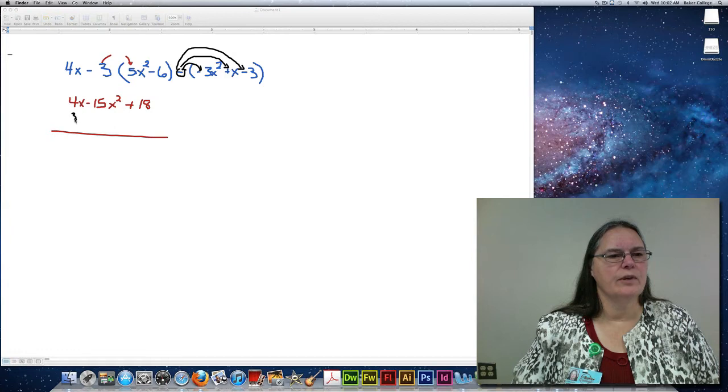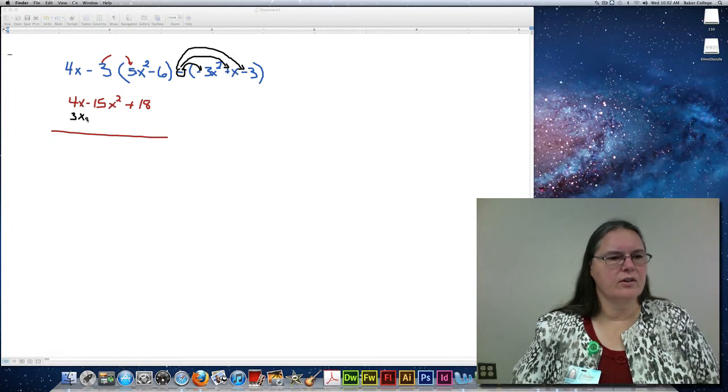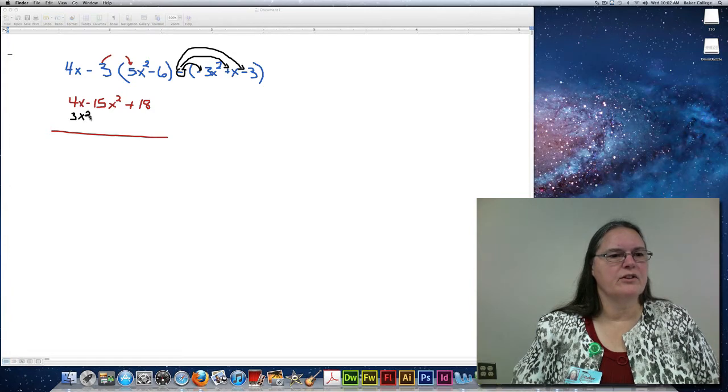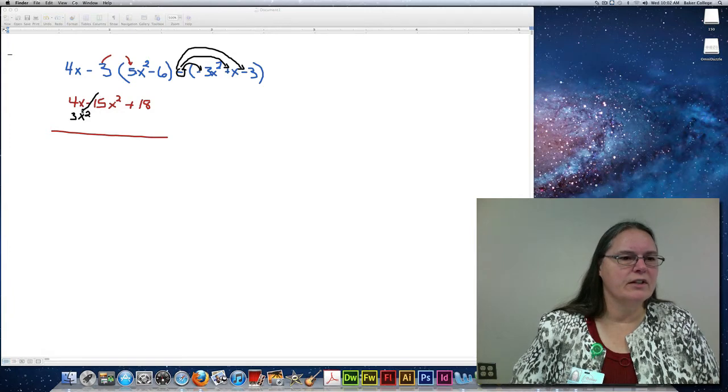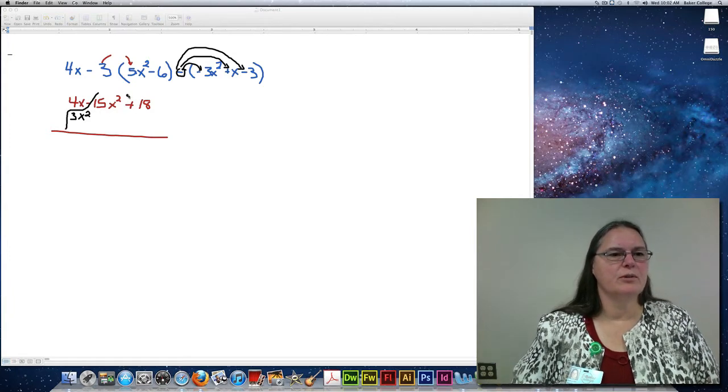So this is a 3x squared. Oh, I should have lined them up better, sorry. My next one, and I don't think I can erase without erasing the whole thing, and I'd hate to start over, but these should have been lined up, okay? So I'm going to do this so that you can see where they go.